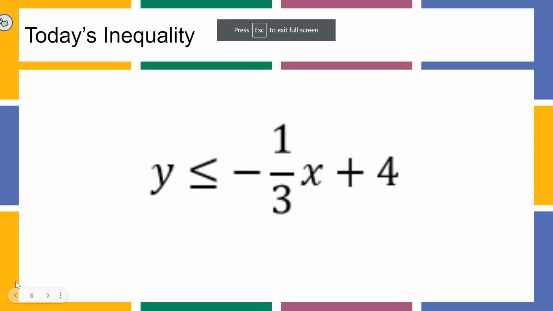I'm going to give you a minute or two to think about everything you could figure out about this. It could be obvious things, it could be things that you find out. Anything that you know about this. So I'll give you a couple of things we know about this inequality.